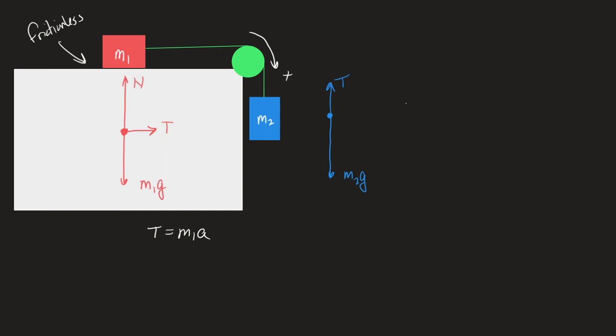On the other side though, I have M2G minus tension equals M2A. You'll notice I made weight downwards positive. That's because I'm being consistent with my direction here. By drawing my direction clockwise along the pulley, I'm saying this way is positive with respect to this mass, and this way is positive with respect to this mass to keep the acceleration a consistent direction. Again, I said, make your accelerations consistent. That's it. That's all Newton's laws can do.